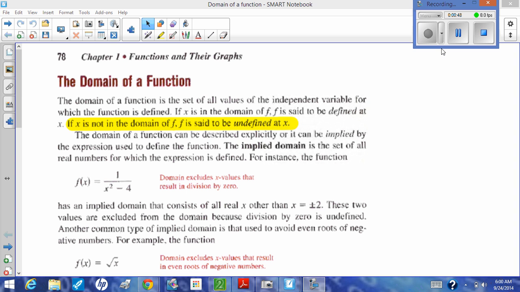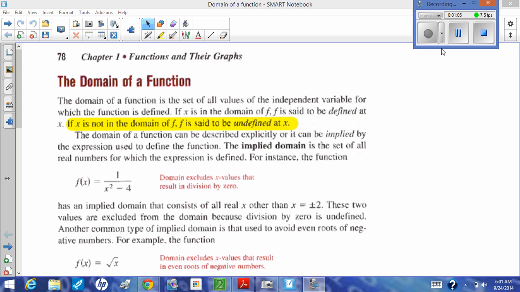Okay, so it talks about independent variables for which the function is defined. In most cases of the functions we deal with, the independent variable is our x. So we're looking for the x's for which the function is defined. And usually that means all the x's that are actually on the graph.